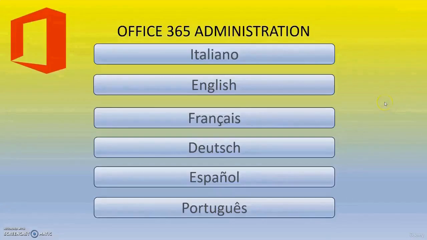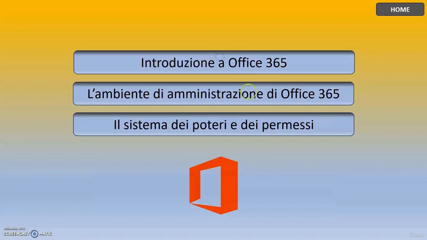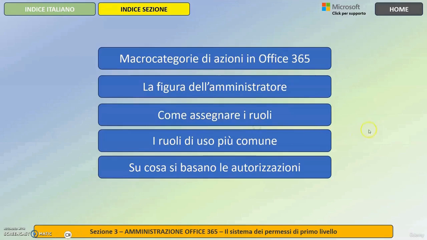Hello, and welcome to this second lesson of the section dedicated to administrative skills of the first level, in which we will develop our reasoning on the first point of the slide that we left in the previous lesson. Let's open the slides, click on the Power and Permission System, and enter this first topic, that is, the macro categories of action in Office 365.